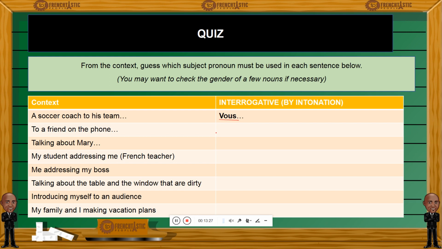Write it down here. When my students are addressing me, their teacher, how would they address me? Which subject pronoun would they use to address me? Right, so write it down. So this is a very straightforward, simple activity which will be important for you to practice your knowledge on the topic of subject pronouns. So this will be the end of our lesson.